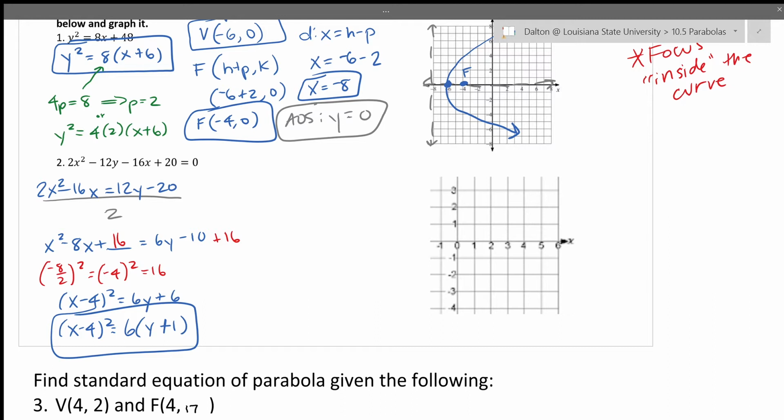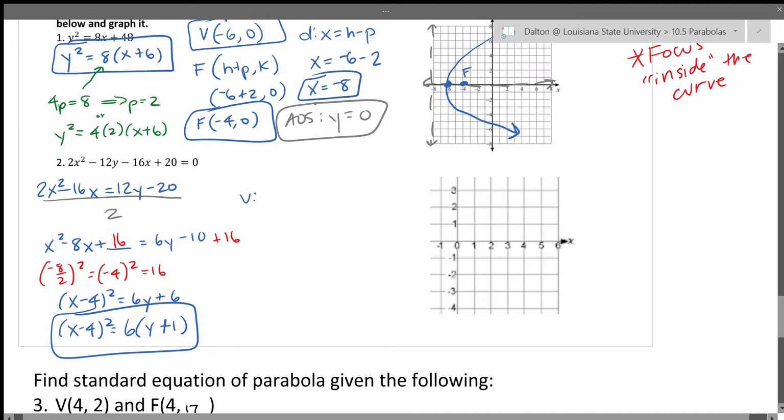Once you find that, we'll go ahead and find the 4 different aspects before we graph. The easiest one will be the vertex. What is the vertex of this parabola? 4, negative 1. 4, negative 1. Fabulous. So let's graph that coordinate. And then after the vertex, we'll find the focus.